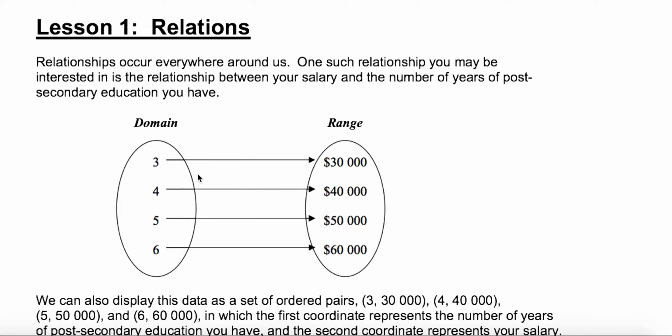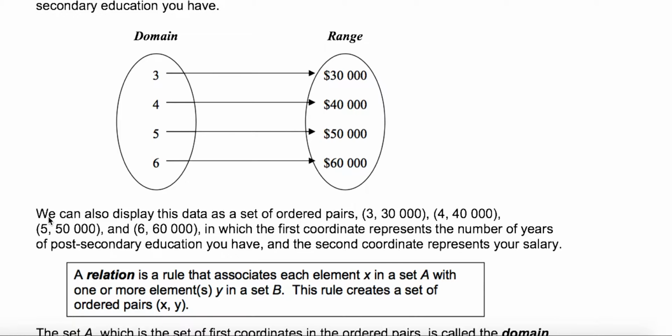This obviously isn't perfectly accurate, but the idea is that depending on how many years of post secondary education you have, you would have a starting salary that may be different. This is just representing that these would be our x values, or our independent variable, and these would be our y values, or our dependent variables. 3 years of post-secondary education would lead to a starting salary of $30,000. We have x values and we have y values.